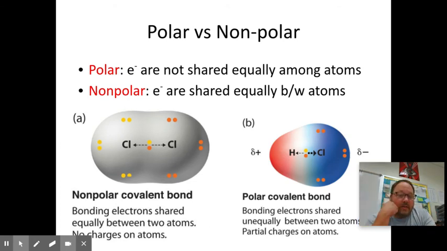Now, in the case of nonpolar covalent bonds, that's what you see in image A. The electrons are being shared between partner atoms, but they're being shared equally. If you have two chlorine atoms, they have the same electronegativity, so they have the same sort of pull on electrons. So the electrons get passed back and forth between partners, but the electrons spend about the same amount of time with each partner, so there's no uneven distribution of charge.